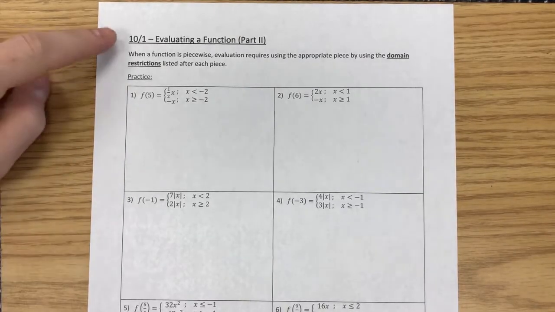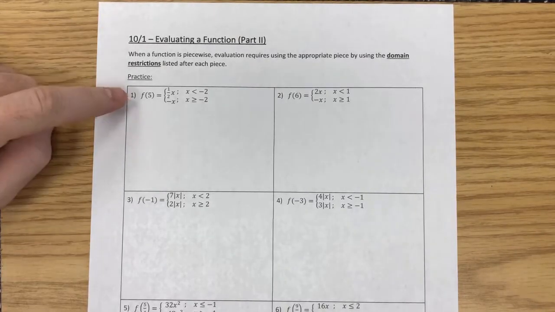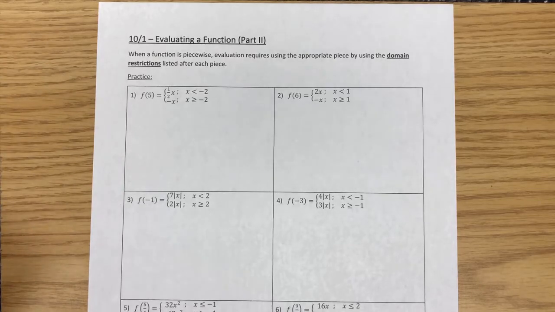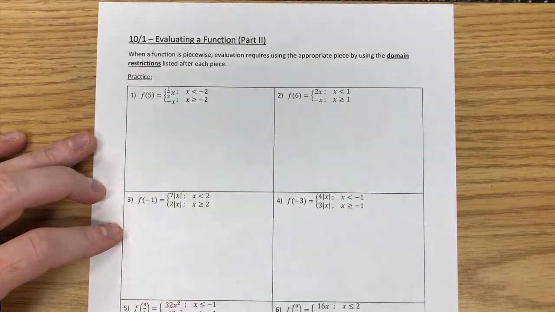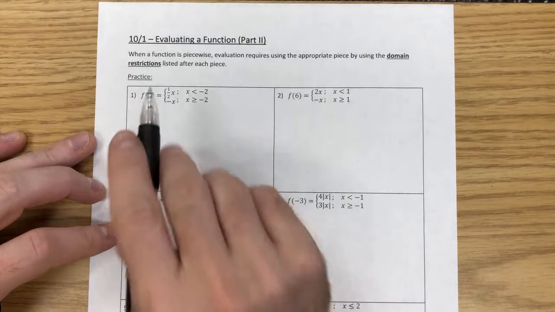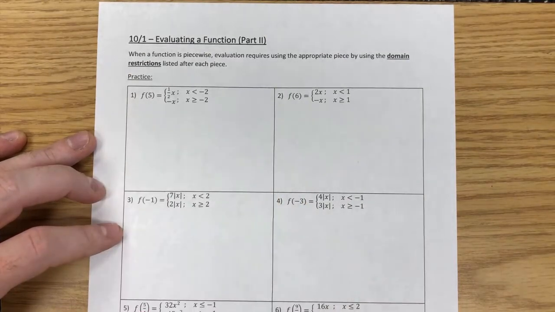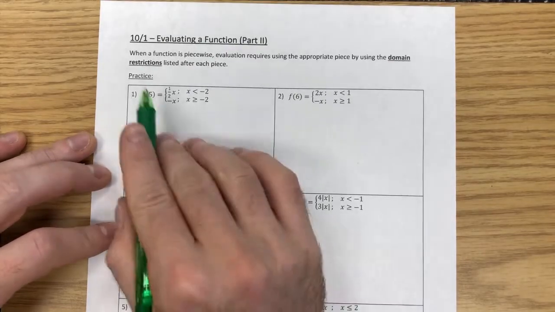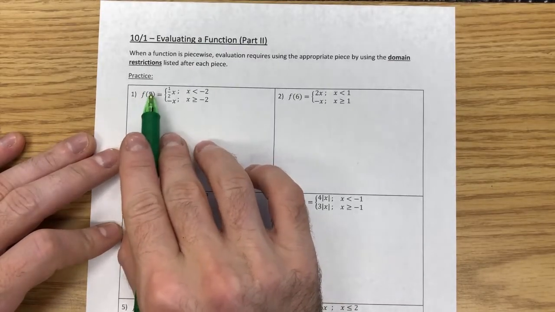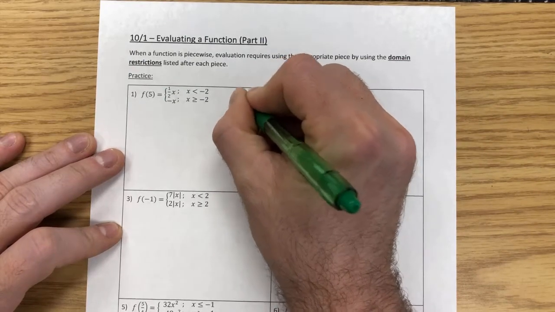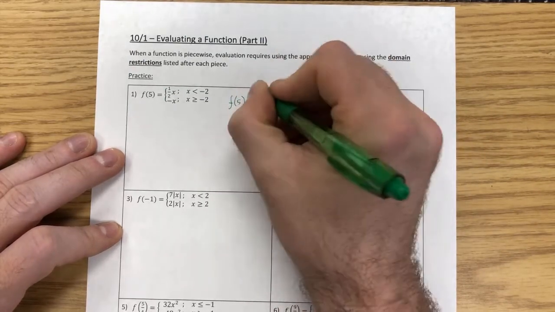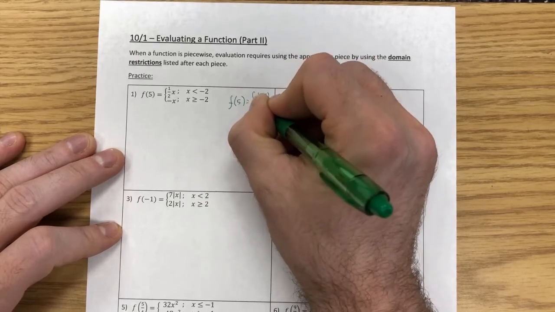Okay, so today what we're doing is we're evaluating a function, but we're evaluating a function in a piecewise format. And now, this is important. It's not really much more difficult than what we did previously, but the idea is that we have domain restrictions listed after each piece. So typically what you would do is you would take this and plug in your 5. What we did the other day was plug 5 in wherever we see an x. You'd say, okay, f of 5 is equal to bracket 1/2 of 5 and -5.